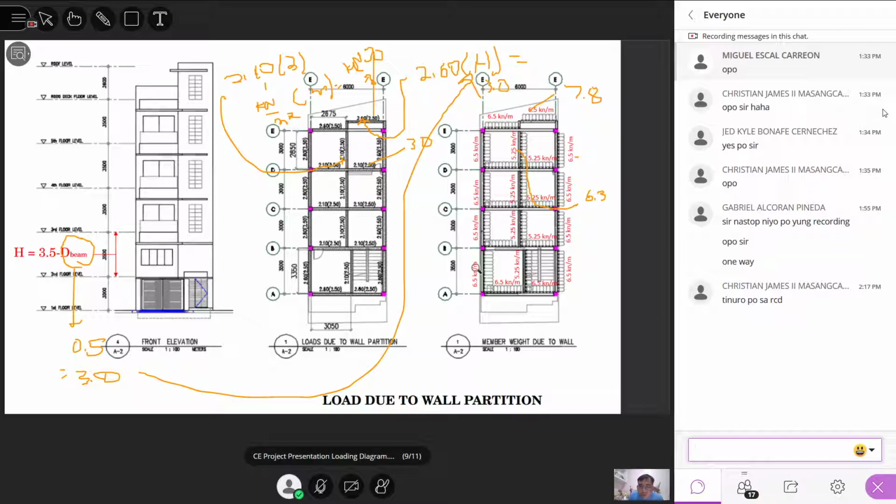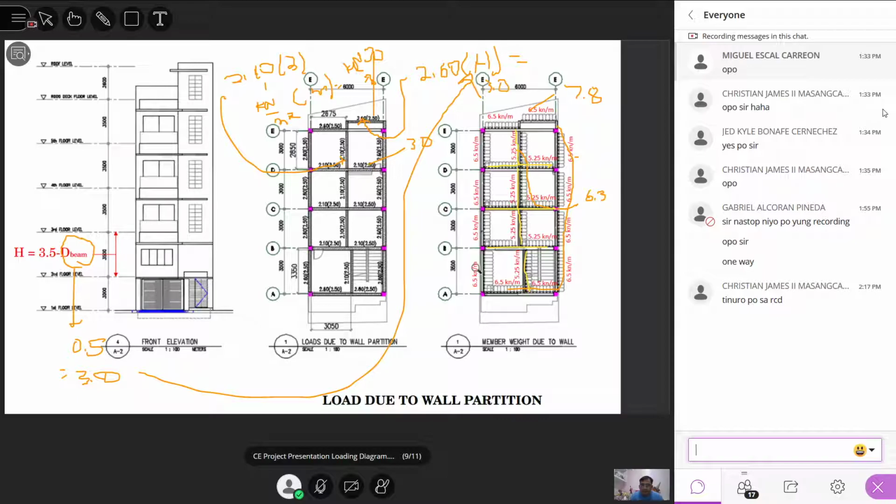Okay? So therefore, the uniform load here is equivalent to 7.8. Nung nandito, 7.8 lahat yan, yung nasa exterior. Okay, dito 7.8 din. But for the interior, our loads will be 6.3 tayo dito, 6.3, 6.3, 6.3, 6.3, 6.3. Intindihan nyo, class? Okay.